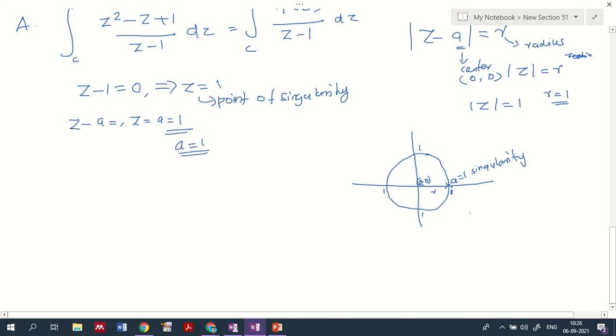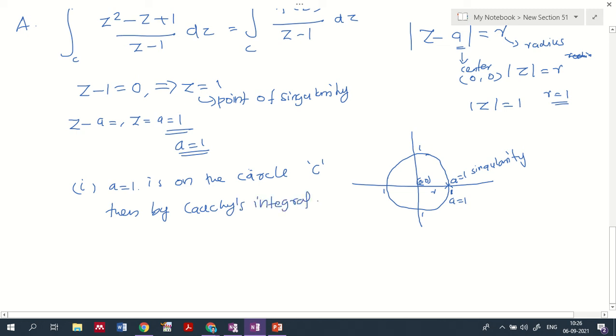That is very important. Here you can see that a equal to 1 and the radius is also equal to 1. So I can say that the singularity point will be on the circle here. In this case a will be equal to 1, so it is on the circle C. Then in that case, which formula will we be utilizing? We will be using Cauchy's integral formula, because Cauchy's integral formula gives an idea whenever you have a point on the curve.